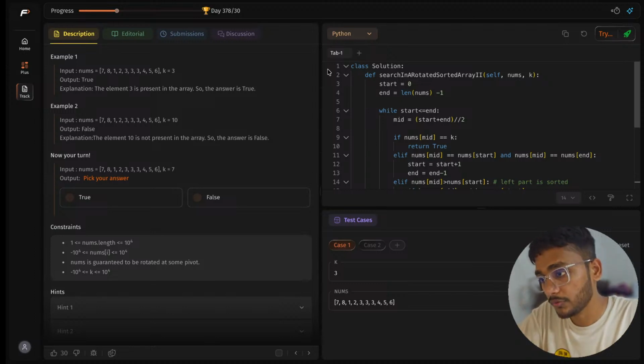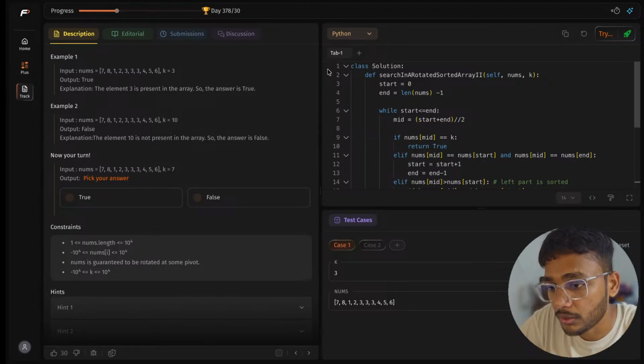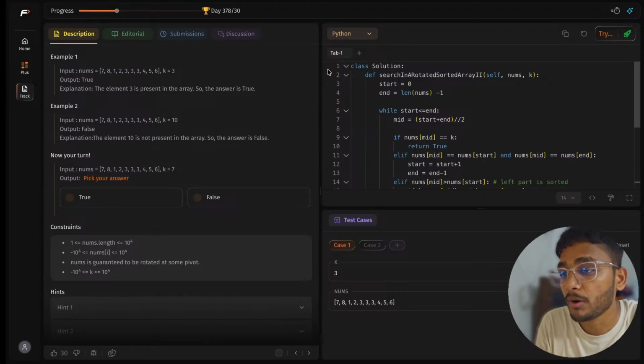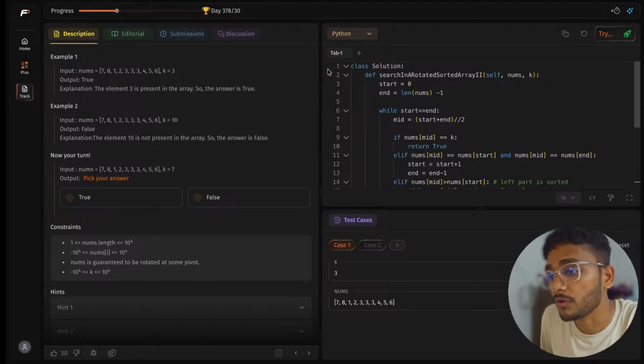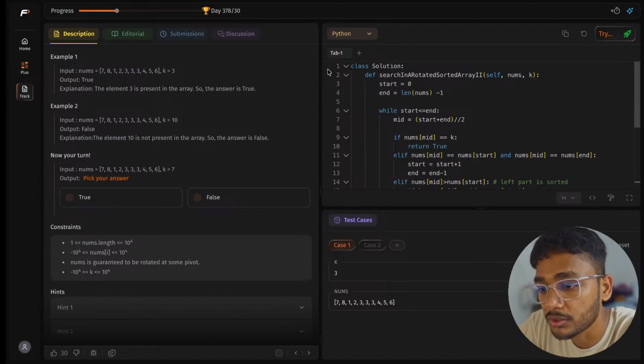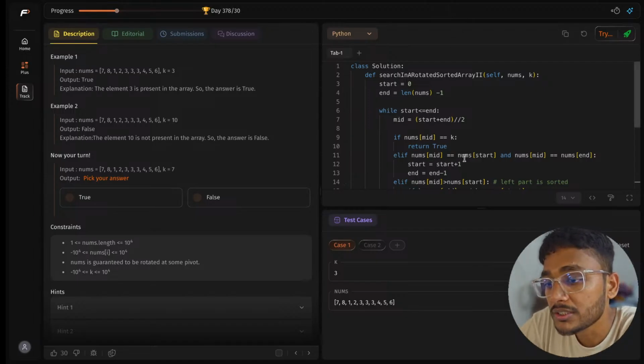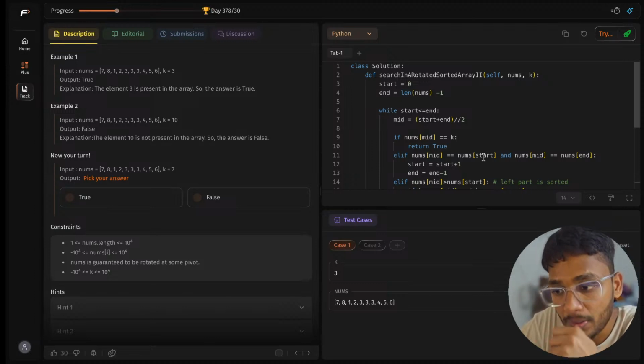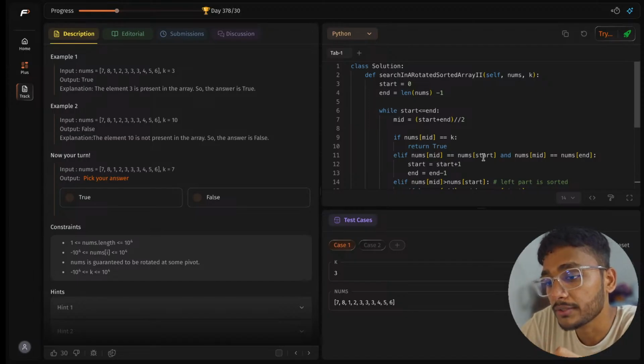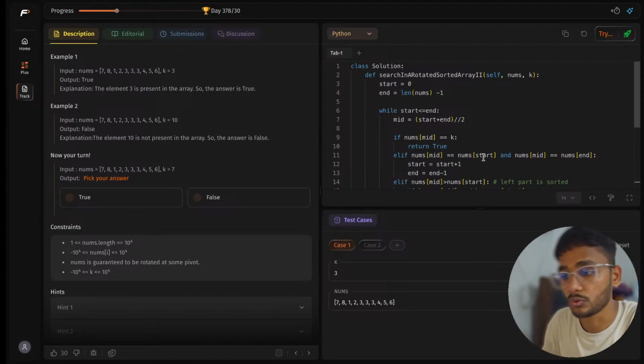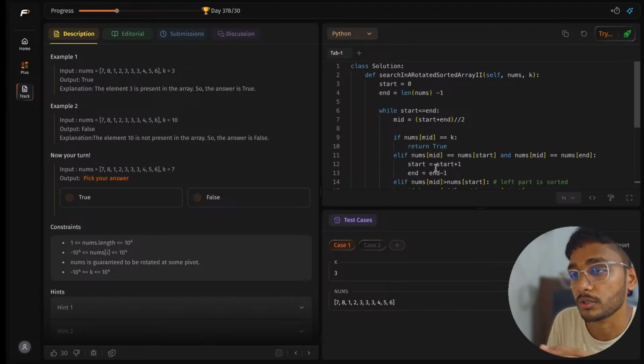And these are the numbers. If you know, we can solve it by this, but the problem is, the only pending part was if the numbers are matching. We'll start with the start and end, and we'll compare: if nums of mid equals k, return true. Else if nums of mid equals nums of start, and nums of mid equals nums of end, that means we won't be able to decide whether to move left or right. So we'll just trim down the numbers: shrink start to start plus 1, and also trim down end to end minus 1.